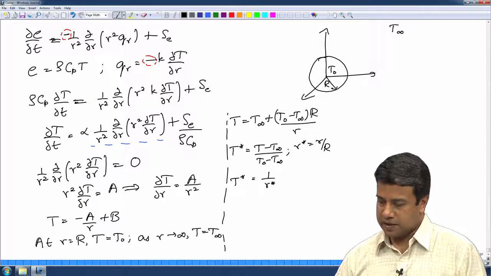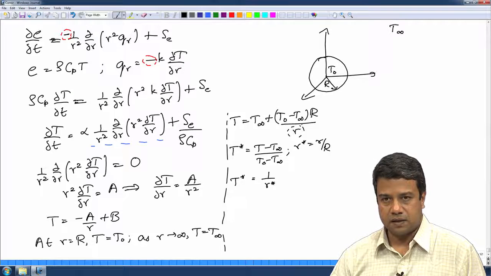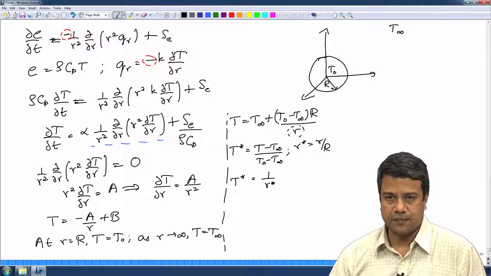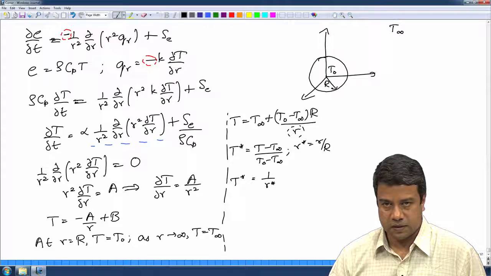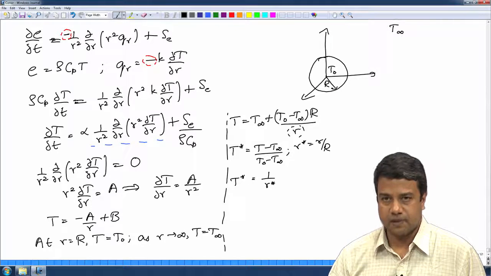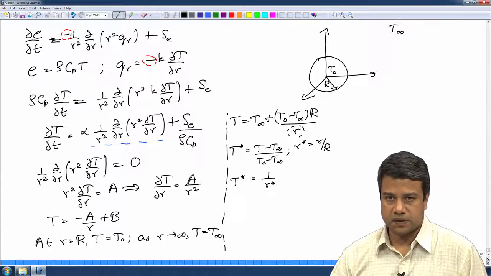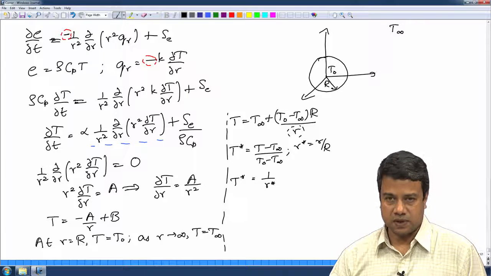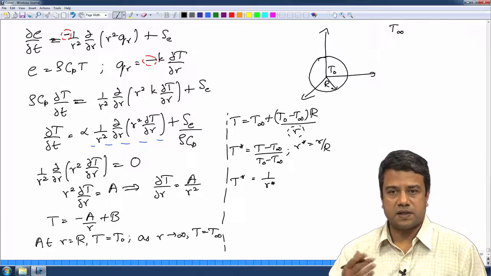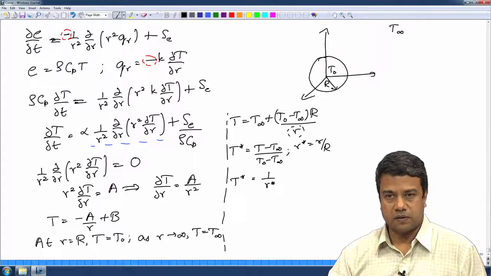So, the temperature basically decreases as 1 over r. The temperature minus the temperature at infinity decreases as 1 over r as r becomes large. The flux goes as 1 over r square, because the temperature goes as 1 over r, the flux goes as 1 over r square, and the surface area increases proportional to r square. Therefore, the flux times the surface area is a constant, as it should be if there are no sources or sinks.